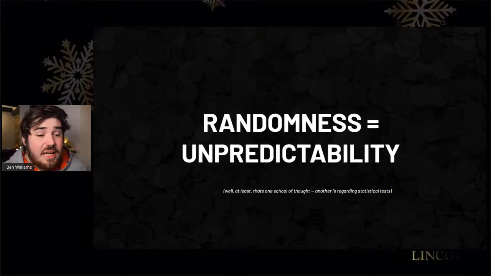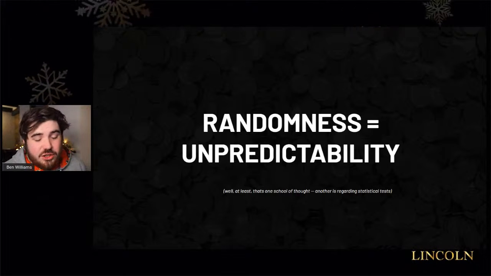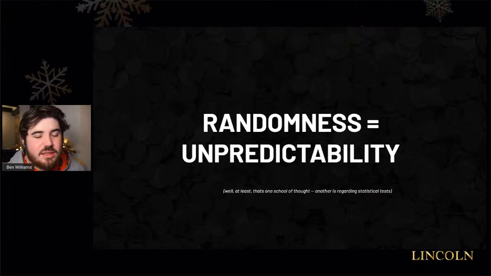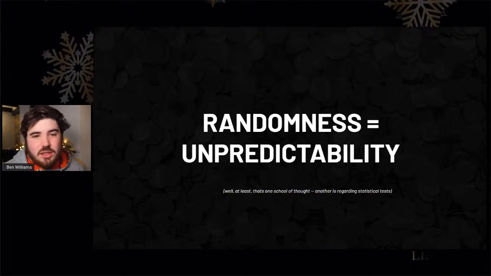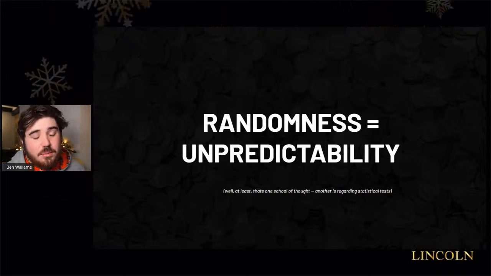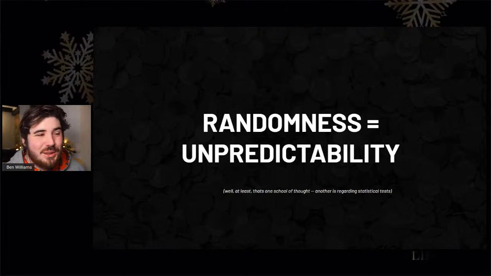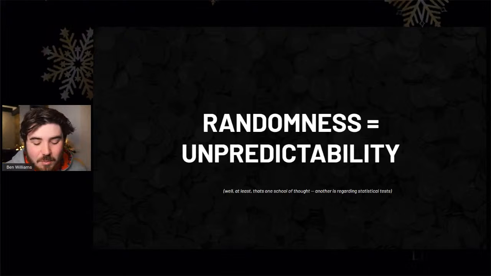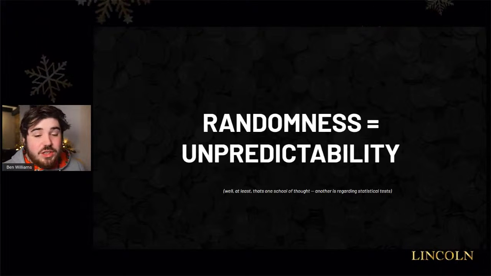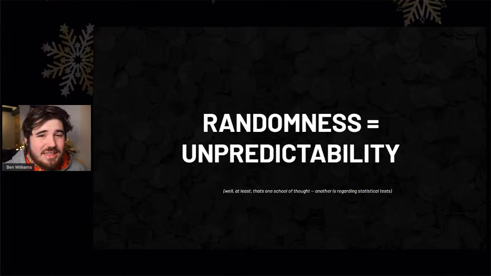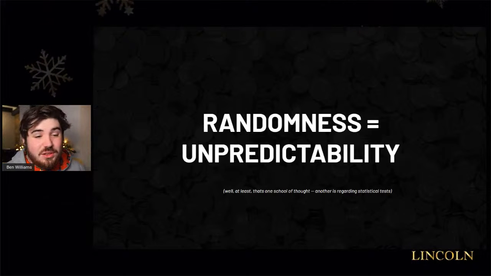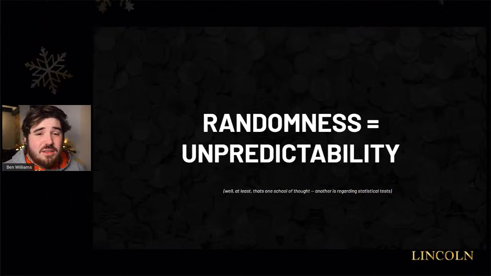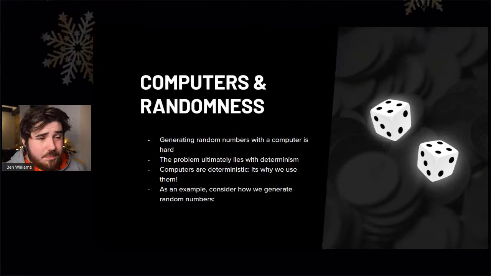Another school of thought is regarding statistical tests. So you can have a very clear-cut definition and say that randomness is something that beats the statistical test. So if it can fool a statistical test, then it's random. And actually, that's how we test PRNGs. I'll get on to PRNGs, but they're algorithms for generating random numbers. This is how we can test if they're actually good at their job, using statistical tests. But yeah, this is how I like to think of randomness: unpredictability.